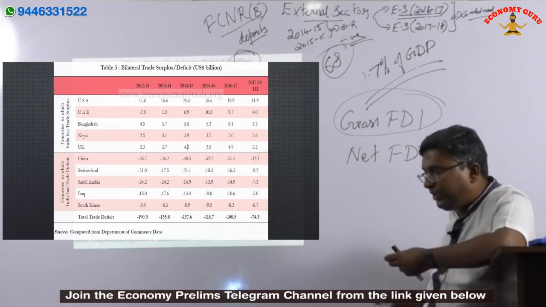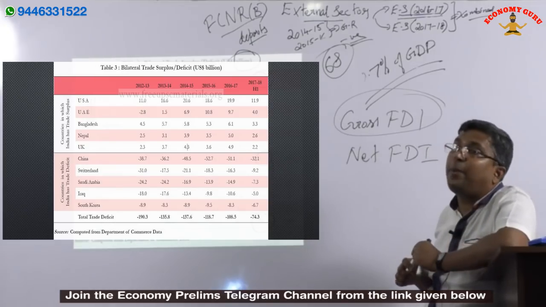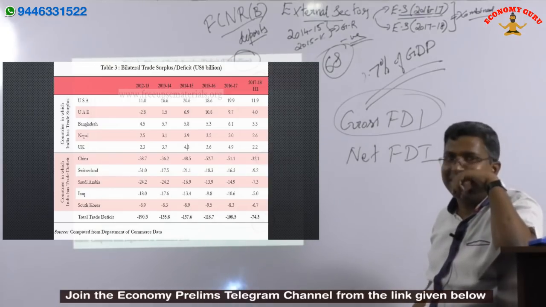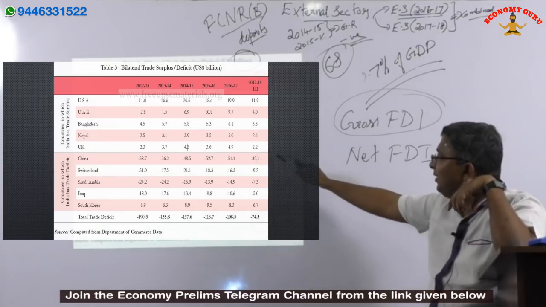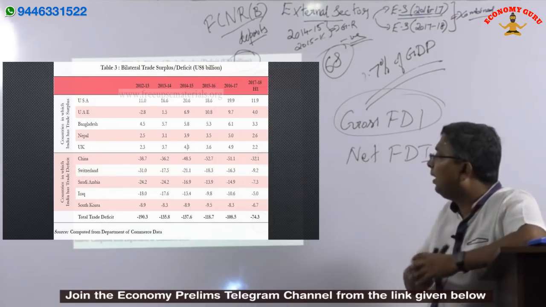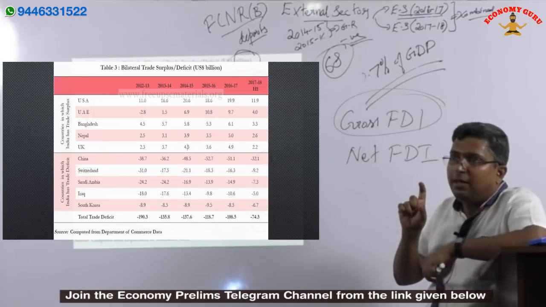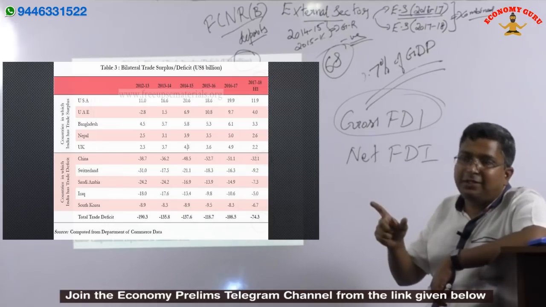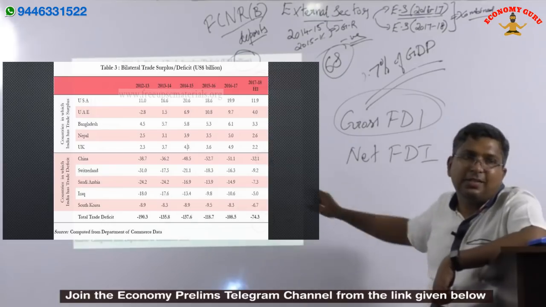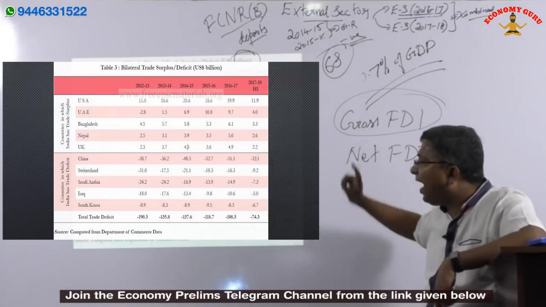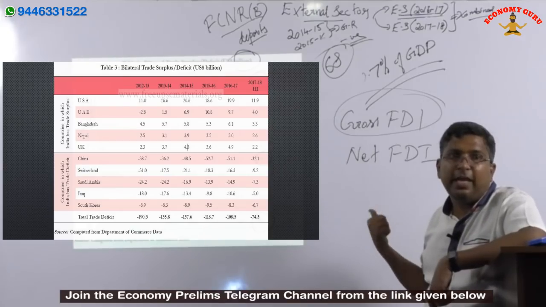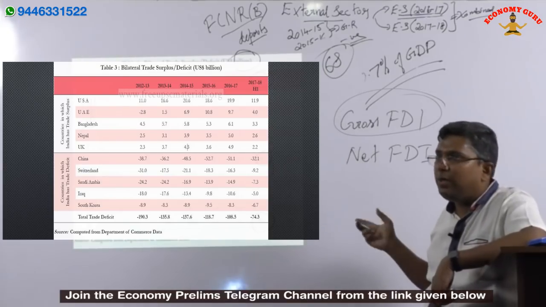Now you tell me, who is India's largest trade partner? China. Because the import is very high. Import is very high. So be very clear. But India's largest exporter, US. Largest importer, China. So it's a fact, but very important. Why? Economic survey has covered it. So be very clear with that.